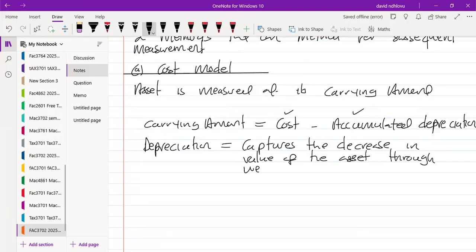Obviously, as you are using the assets, the asset cannot remain of the same quality, of the same age as of when you bought it. As you are using it, the asset is aging, and therefore its value is going to decline. So the decrease in the value of the asset, we call that depreciation. We have to measure that, and we have to account for depreciation on a yearly basis if we are applying the cost model.